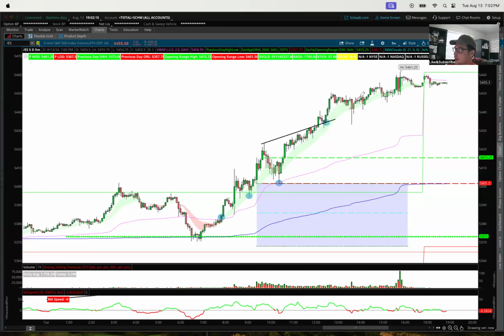And as you noticed, we did wick down below the clouds sometimes, but we continue to hold it, and we really did that into the close. And as you can see, pretty much every candle was closing above the clouds for the whole entire day. Now, again, if you're using a funded account, there can be different rules, for Apex, you can't swing. So by the end of the day, it just closes your order automatically.